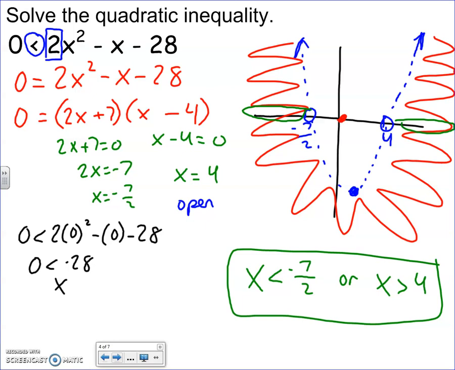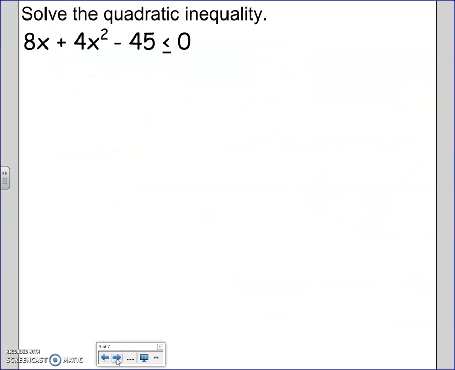All right, next one. Solve this quadratic inequality. So again, I'm going to solve. I'll show you like an equal problem, putting it in the correct order. So this is 4x squared plus 8x minus 45 equals 0. Again, the inequality sign only matters when we do a test point and whether it's solid or dotted.